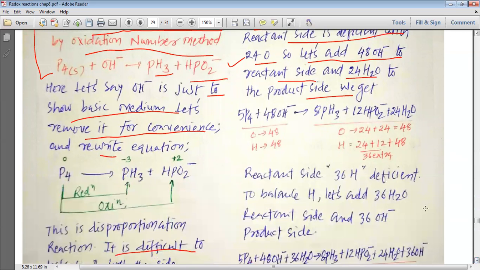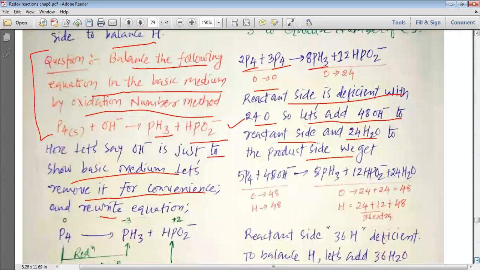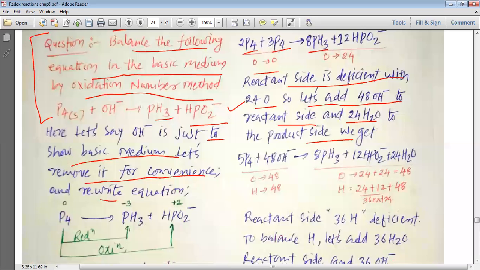So we get the new equation. What is the new equation? Let us look at it, my dear students. For this 2P4 and 3P4, I have written 4P4. 3 plus 2 is 5, so I have written 5P4. Now I have added 48 OH minus to the left hand side, and I have added 24 H2O to the right hand side. Then this 8 PH3 and 12 HPO2 minus I have written as usual. I did not make any other changes.